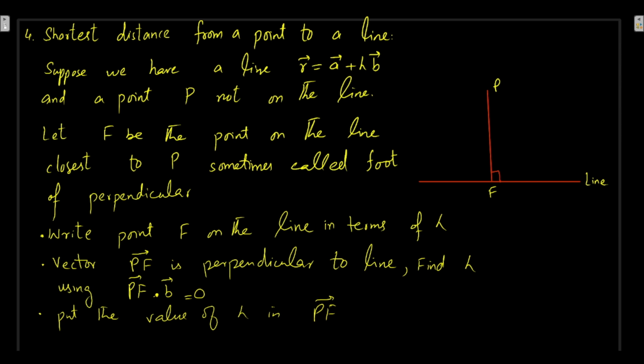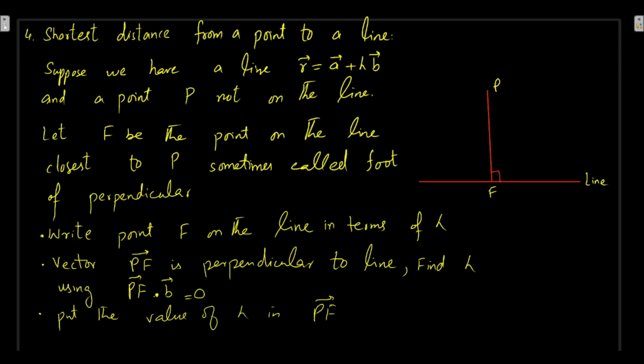Next application is also a very important application: shortest distance from a point to a line. Suppose we have a line r vector equals a vector plus lambda times b vector, where a vector is the position vector of some fixed point on the line, b vector is the direction vector of the line, and lambda is a parameter. Let us take a point P which is not on the line, because if point P is on the line, then its shortest distance from the line will be 0. So if the point P is not on the line, let F be the point on the line which is closest to the point P. This point F is sometimes called the foot of the perpendicular.